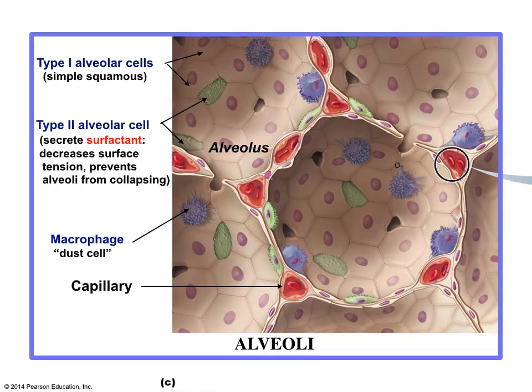Each alveolus contains three types of cells, including first type 1 cells that form that simple squamous epithelium that forms the bulk of the alveoli. Type 2 cells secrete surfactant, a chemical that decreases surface tension to prevent the alveoli from collapsing. And finally, alveolar macrophages or dust cells, which are mobile phagocytic cells.